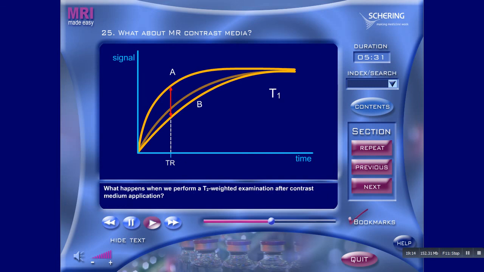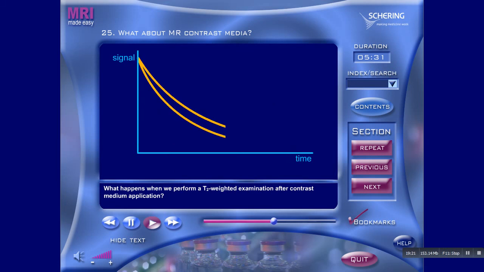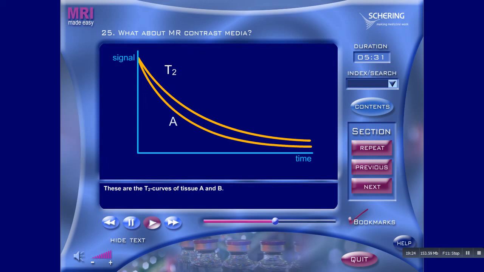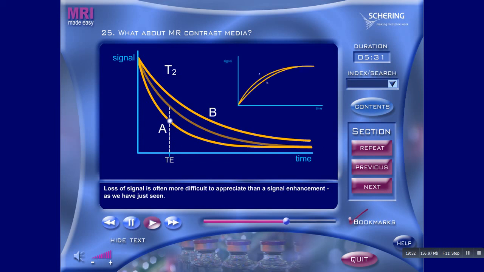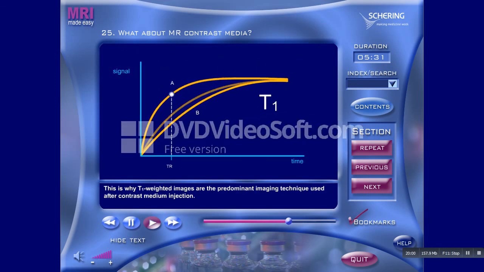What happens when we perform a T2 weighted examination after contrast medium application? These are the T2 curves of tissue A and B. As we have just heard, the contrast medium shortens T2 of tissue A, which is entered by the contrast medium, shifting the T2 curve to the left. Now, there is less signal coming from tissue A. Loss of signal is often more difficult to appreciate than a signal enhancement, as we have just seen. This is why T1 weighted images are the predominant imaging technique used after contrast medium injection.